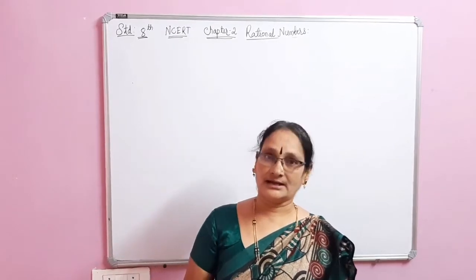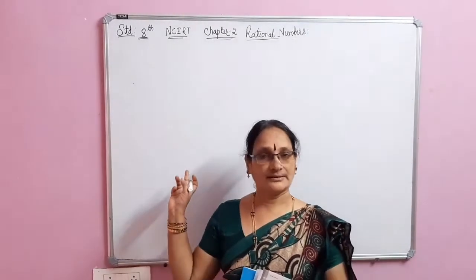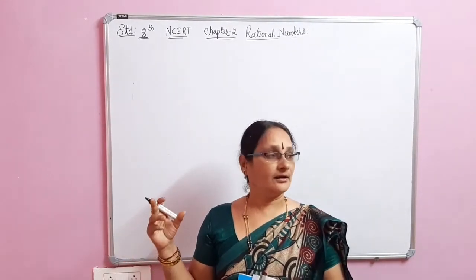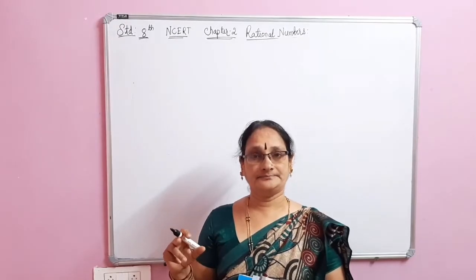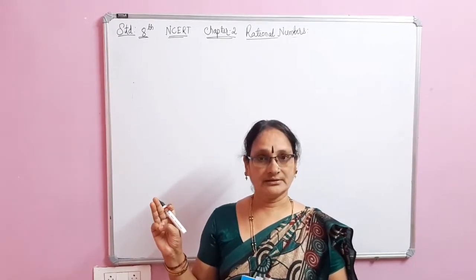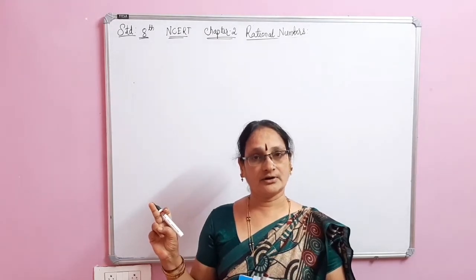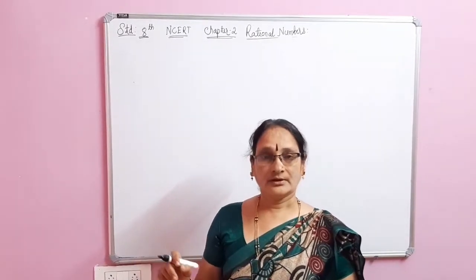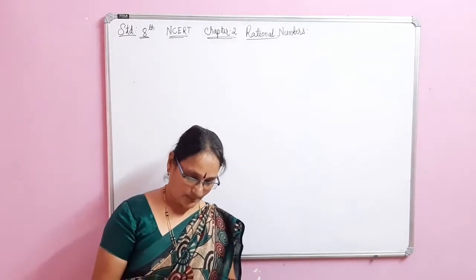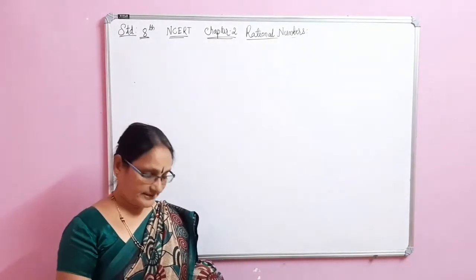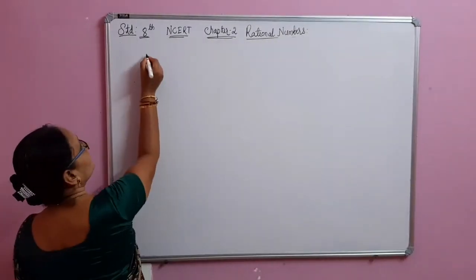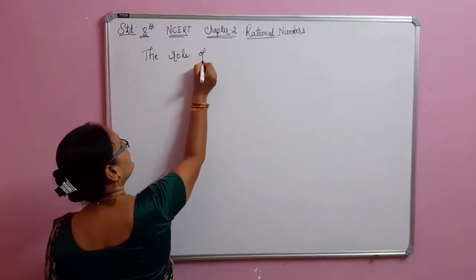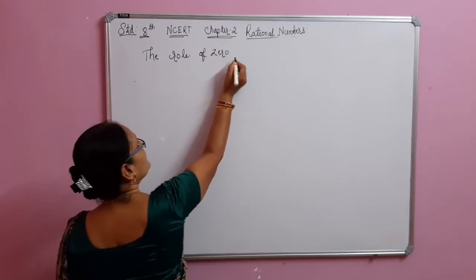In today's class, I will continue rational numbers. In the previous class, we have seen the properties commutativity and associativity for whole numbers, integers and rational numbers. Today, we are seeing some more useful properties, that is the role of zero, which is very important.